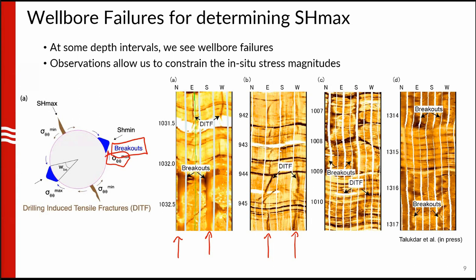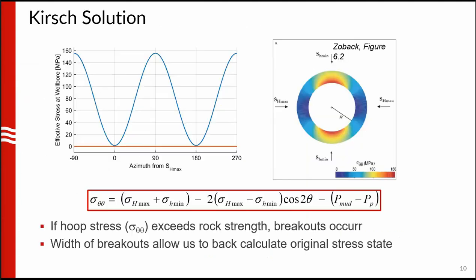So the occurrence of these breakouts tells you that the stress was large enough to break the rock. So that's how you can back out the information about stress. A little bit more detailed quantitative view of this: the stress around the borehole wall, we're going to refer to it as hoop stress, sigma theta. This actually varies around the borehole depending on the direction.